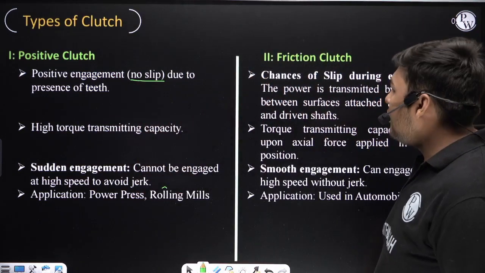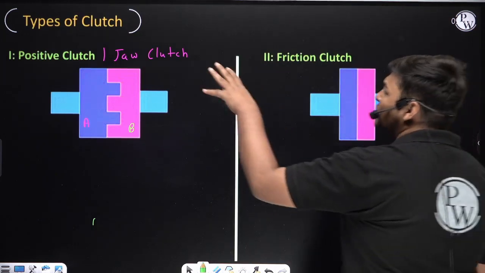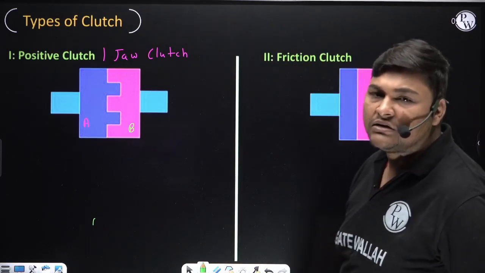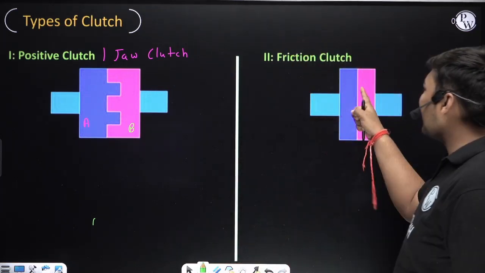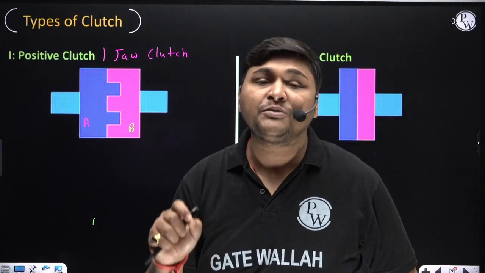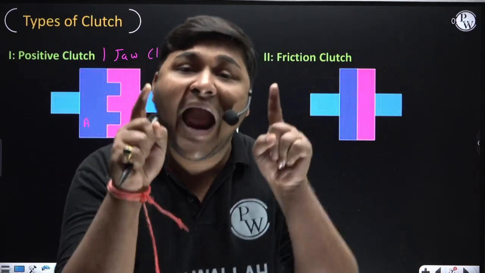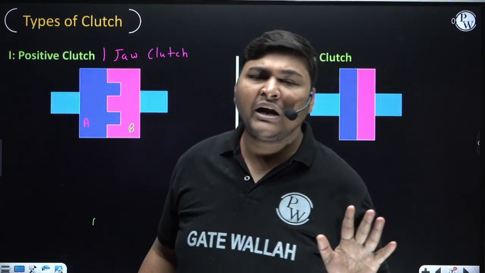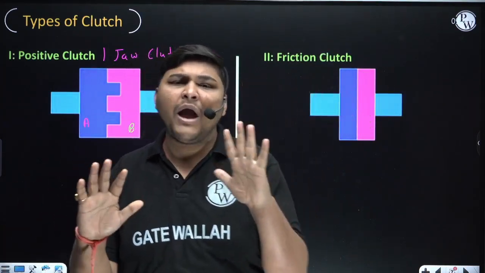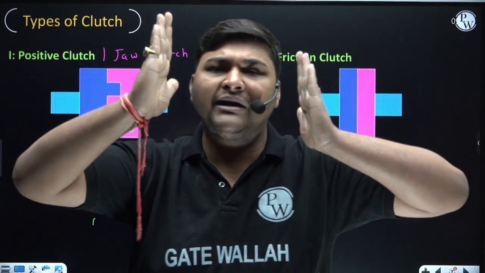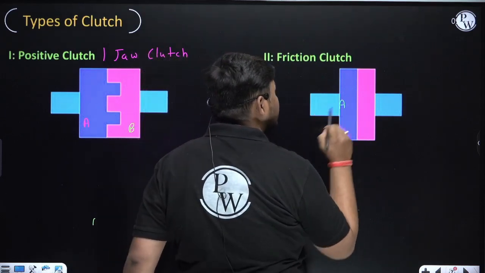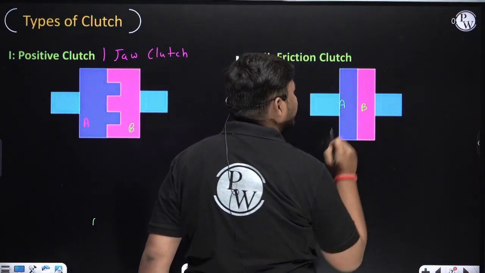Now, if we are not using a positive clutch, there is another clutch which is known as friction clutch. Here we have not made any teeth-like arrangement. Here we will use friction to transmit the torque from input to output at engaged position. It is very easy, but we have to study this friction clutch in detail. Right now I am discussing this in brief. Suppose this is clutch plate A, which is connected to input shaft. This is clutch plate B, which is connected to output shaft.